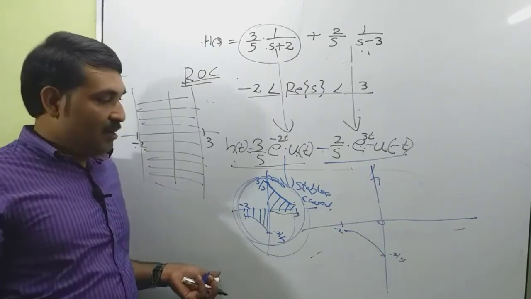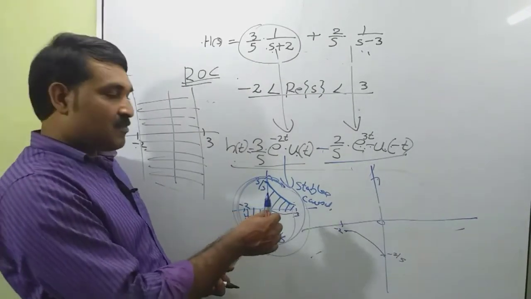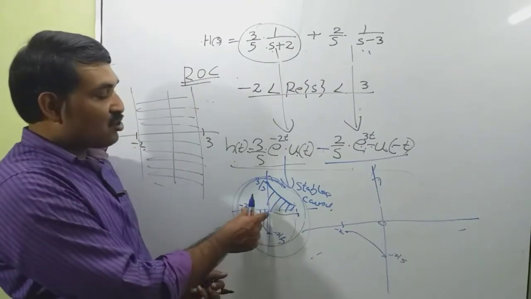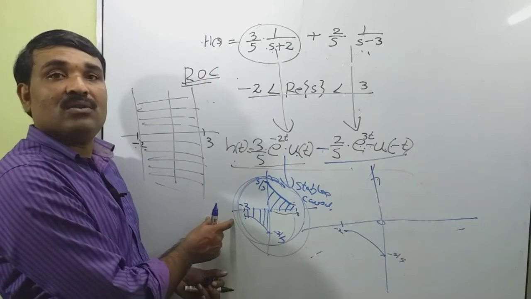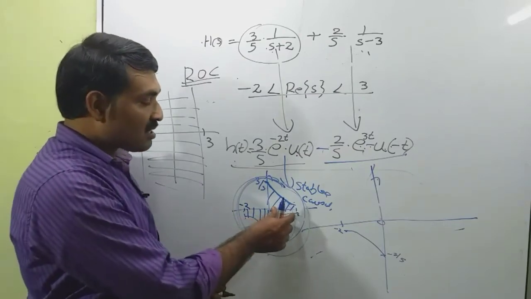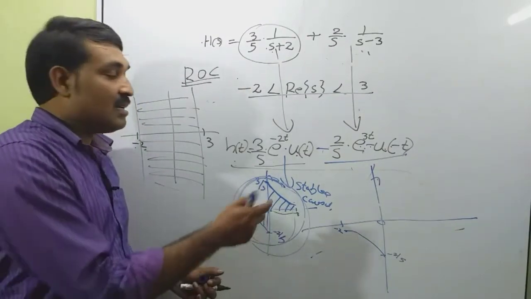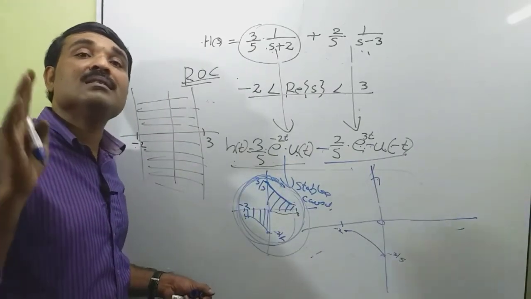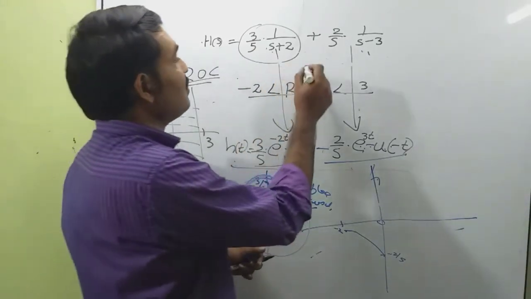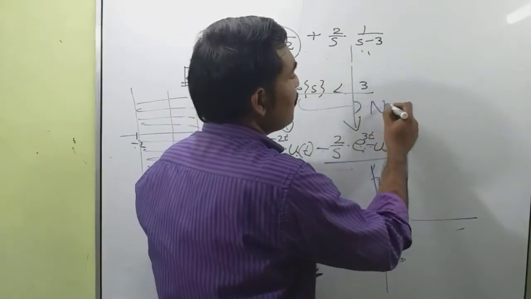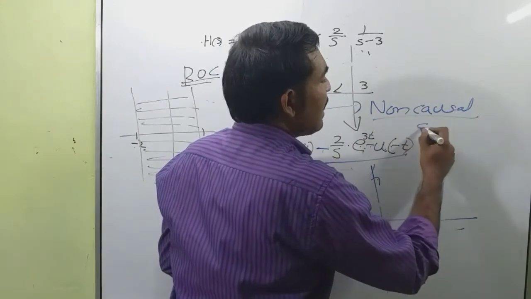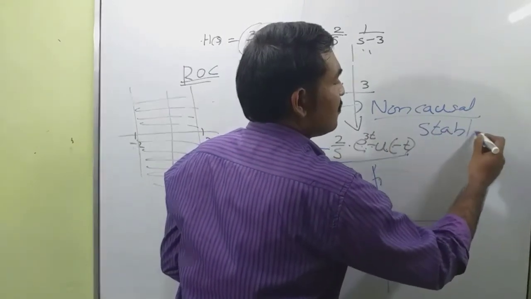The system is stable. The impulse response exists for t greater than 0 and also for t less than 0. That means this portion is causal, this portion is anti-causal. That means the net system is a non-causal system, but the system is stable. So during this ROC, the system becomes non-causal but a stable system.